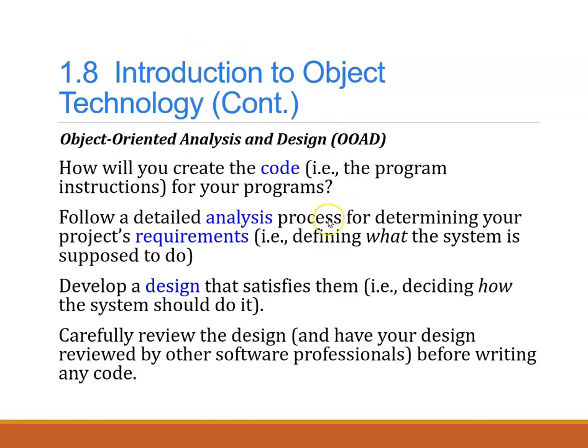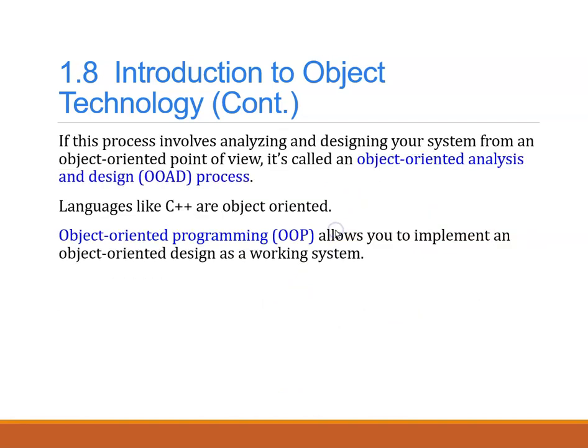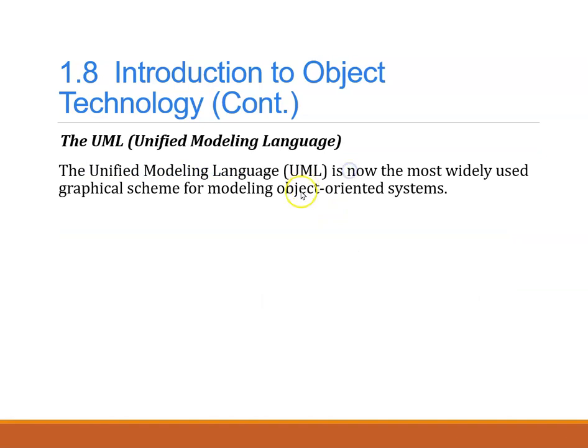So, one way to develop programs is to use object-oriented analysis and design. How will you create the code? You follow a detailed analysis process: gather project requirements, develop a design, carefully review the design. However, this methodology has mostly fallen out of favor and been replaced by something referred to as Agile software development. The UML is a modeling language for describing diagrams having to do with the architecture and design of a system. And some of this is used, but not as much as you might think.